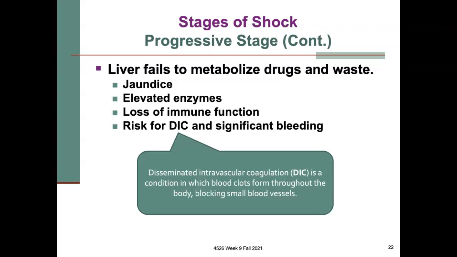Dysfunction of the hematological system adds to the complexity of the clinical picture. The patient is at risk for development of DIC, which is disseminated intravascular coagulation, and it's a condition in which blood clots form throughout the body, blocking small blood vessels. And you can see the enormous problem with that. Already we can't get enough blood back to the heart because of hypoperfusion and out to the other organs that need it. And if DIC starts to develop, you're starting to block these small vessels.